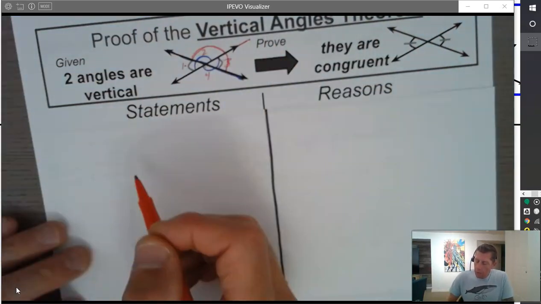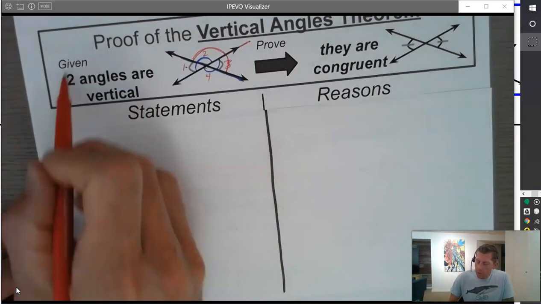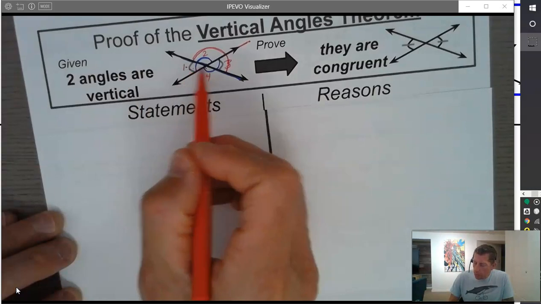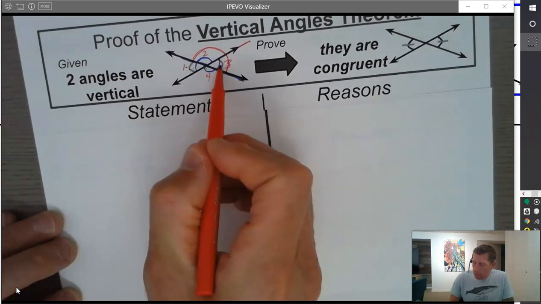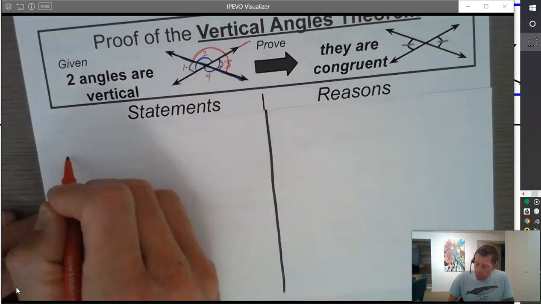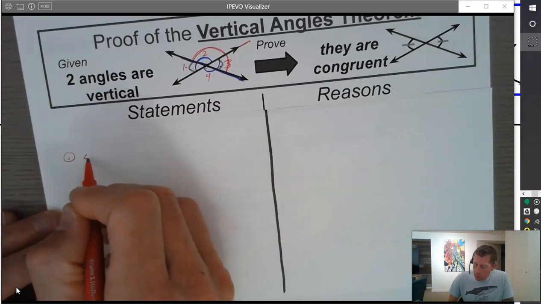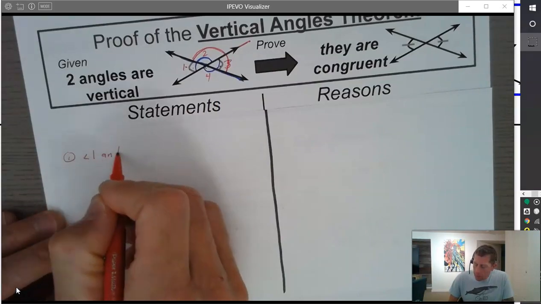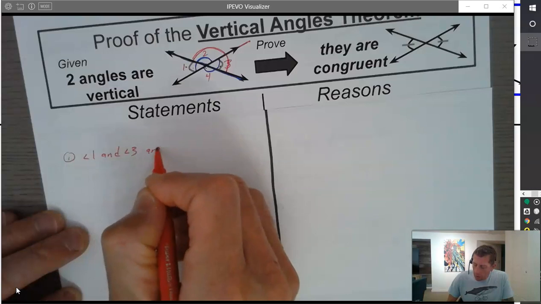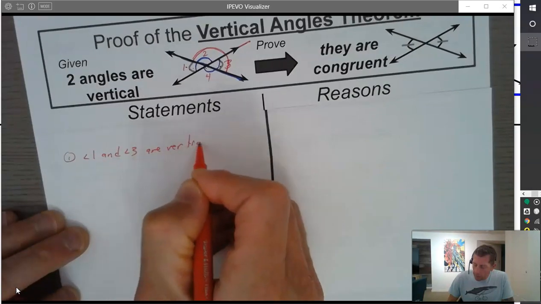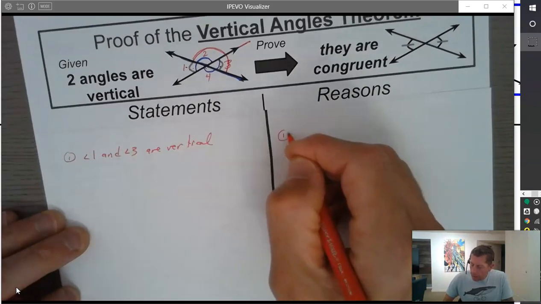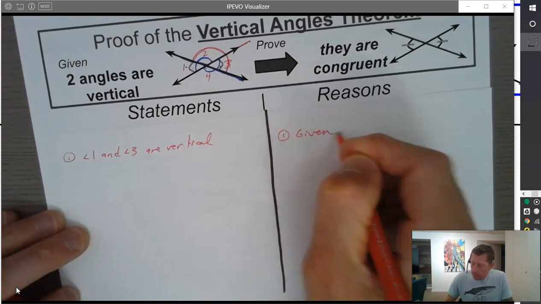So first thing that we're trying to do is say that two angles are vertical. We're told that angles 1 and 3 are vertical angles in this particular statement. So the first one we're going to say is angle 1 and angle 3 are vertical. And that's because it's a given right there.